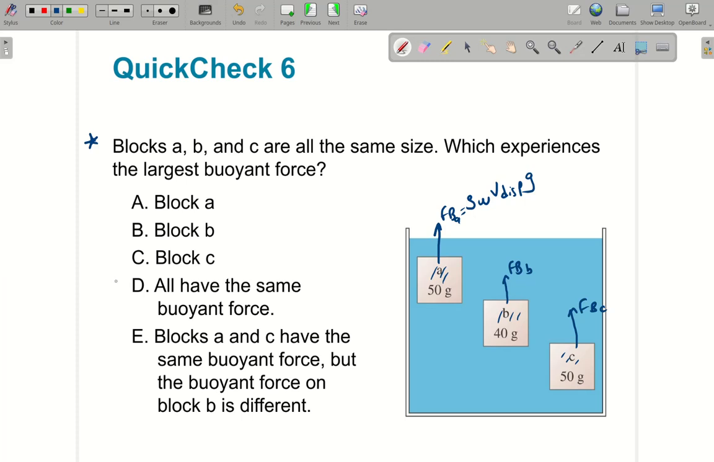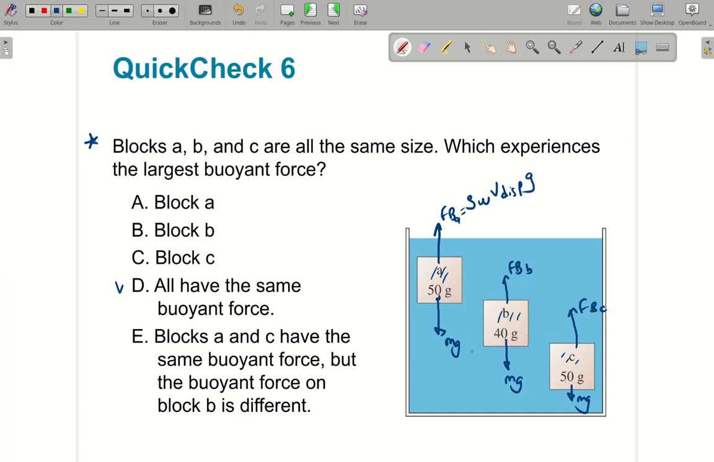So they all have the same buoyant force. Now what difference does mg make? That should be a question coming to mind. As mg gets larger, let's assume none of these are able to float in the water, and they will all sink.